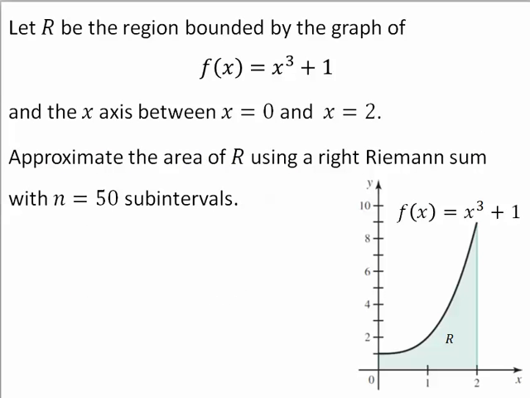Let R be the region bounded by the graph of f of x equals x to the third plus 1, and the x-axis between 0 and 2. Approximate the area of the region using a right Riemann sum with n equals 50 subintervals. So we're going to use 50 rectangles.